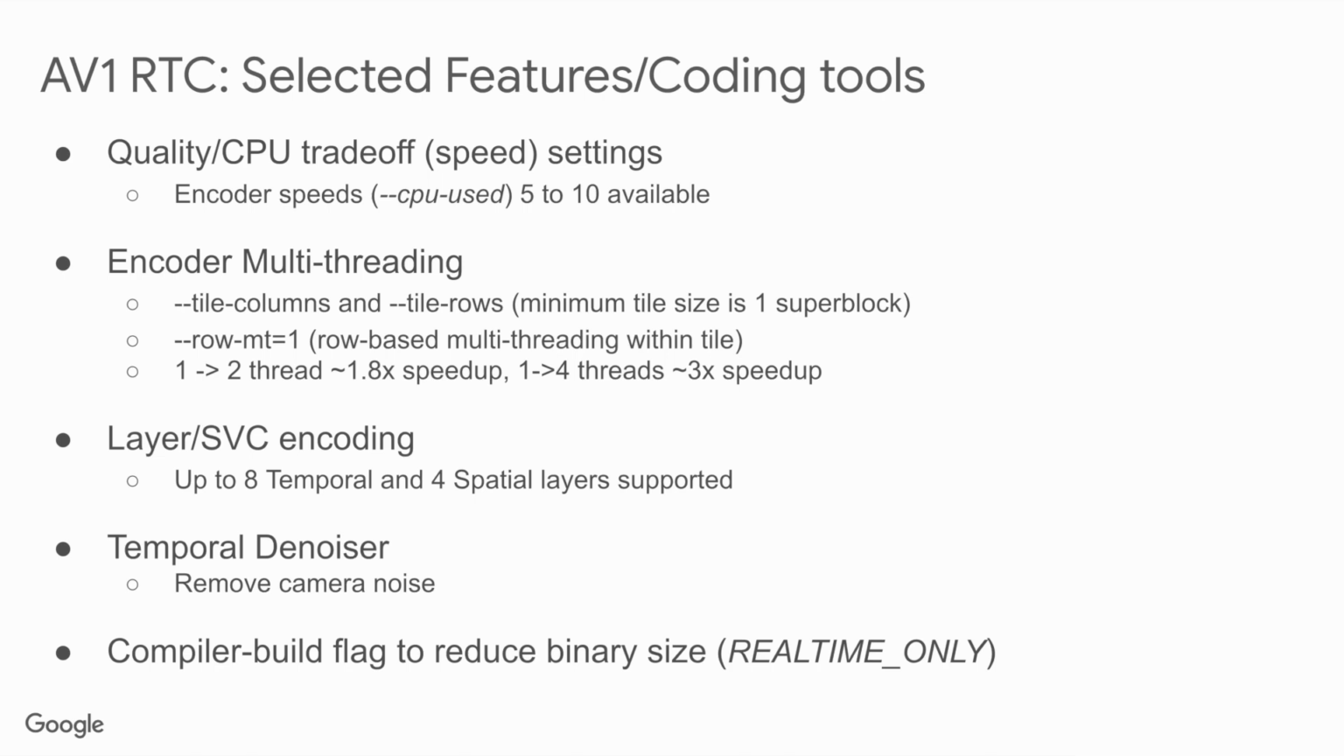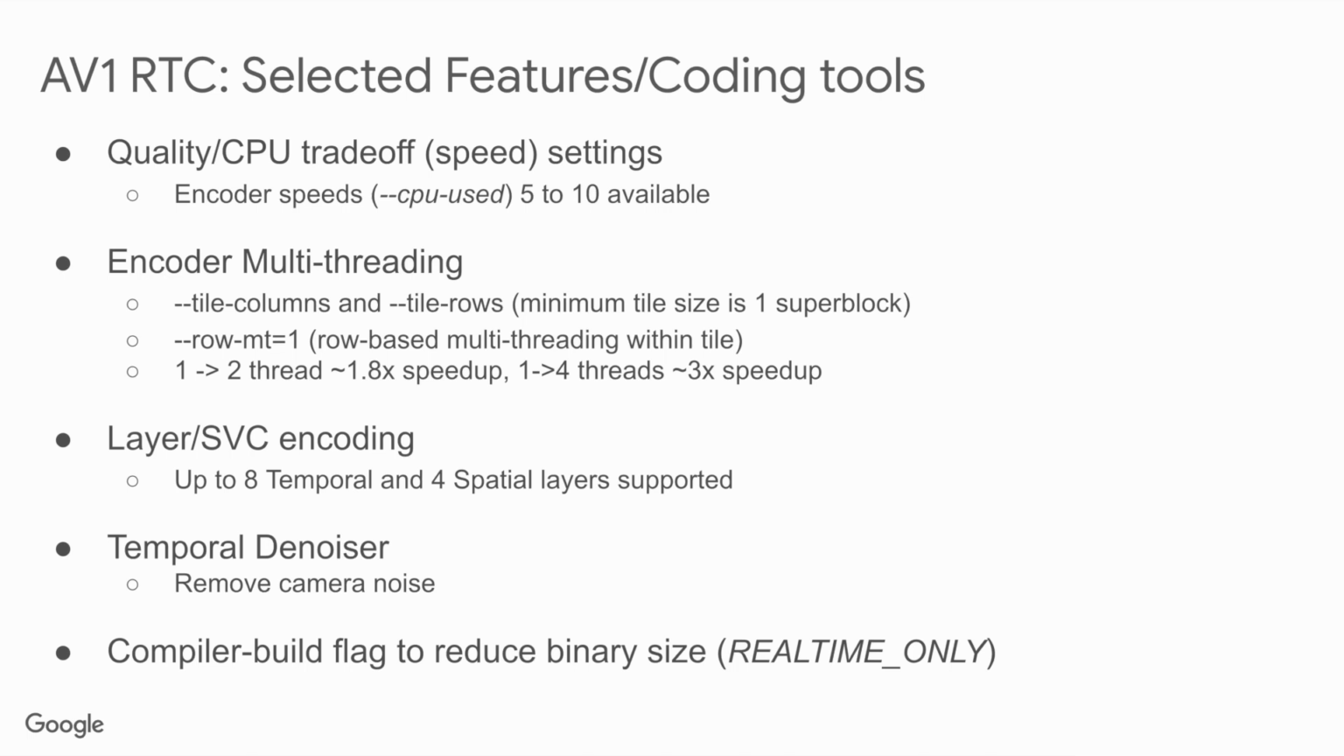And in AV1, we have tile-based multi-threading for both column and row tiling, where the minimum tile size is 1 superblock. And we have row-based multi-threading within a tile, which is set by the row MT parameter equal to 1. Typically, depending on the content and so on, we can see about 1.8x speed up in going from 1 to 2 threads, and around 3x speed up in going from 1 to 4 threads.